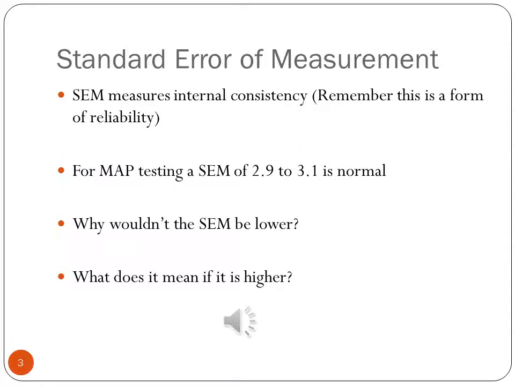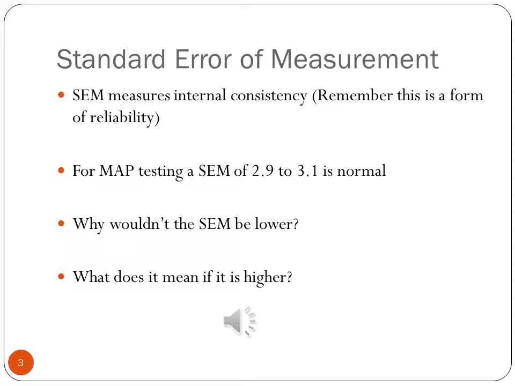While you will not have to calculate standard error of measure, you will see standard error of measure on test results, so you need to know what it means. The SEM, or standard error of measure, is a measure of internal consistency. If you recall, this is a type of reliability. For example, on the Measures of Academic Progress, or MAP test, a typical standard error of measure is 2.9 to 3.1.